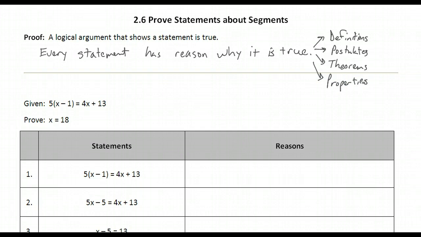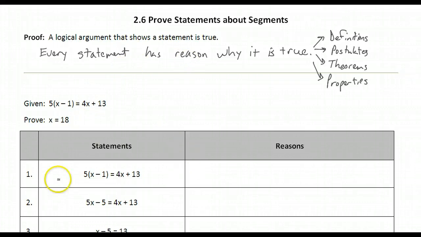Let's take a look at a proof of a problem that you already know how to do. If I am given that 5 times the quantity x minus 1 equals 4x plus 13, I can solve for x and prove that x equals 18. This given leads to this answer. To write a proof, I have to justify every statement along the way. Every time that I do something to solve for x, I have to justify it with a reason.